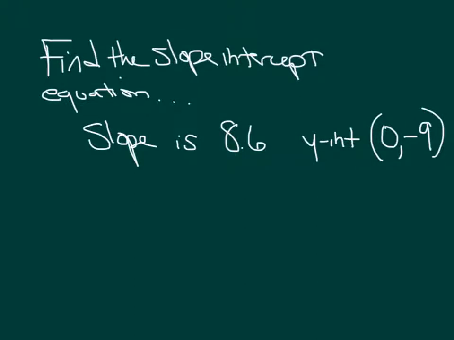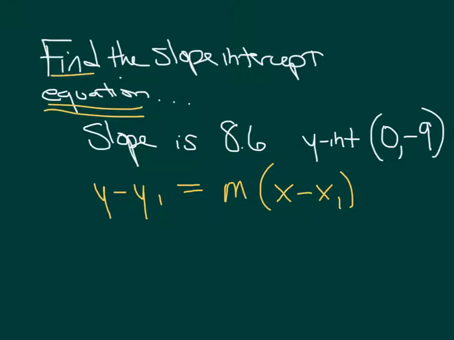All right, section 7.5, the first example we're going to look at asks us to find the slope-intercept equation when the slope is 8.6 and the y-intercept is 0, -9. There are other ways to do this, but just for consistency's sake, I'm going to do most of these the same exact way. So we're going to start with this point-slope form, y minus y1 equals m times x minus x1. And anytime it asks us to find the equation, typically you can go ahead and start with this formula.